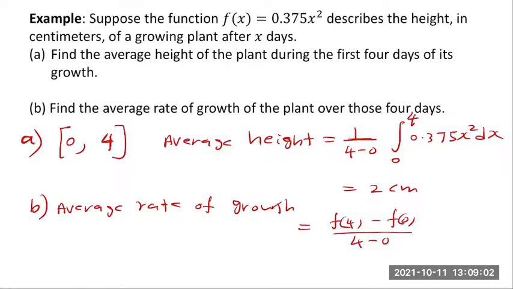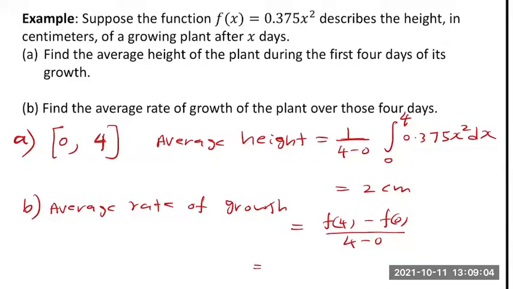If you calculate this, you will get 0.375 times 4 squared minus 0.375 times 0 squared, divided by 4 minus 0, which is, of course, 4. You will get 1.5. It should be a rate, so it should be centimeters per day.